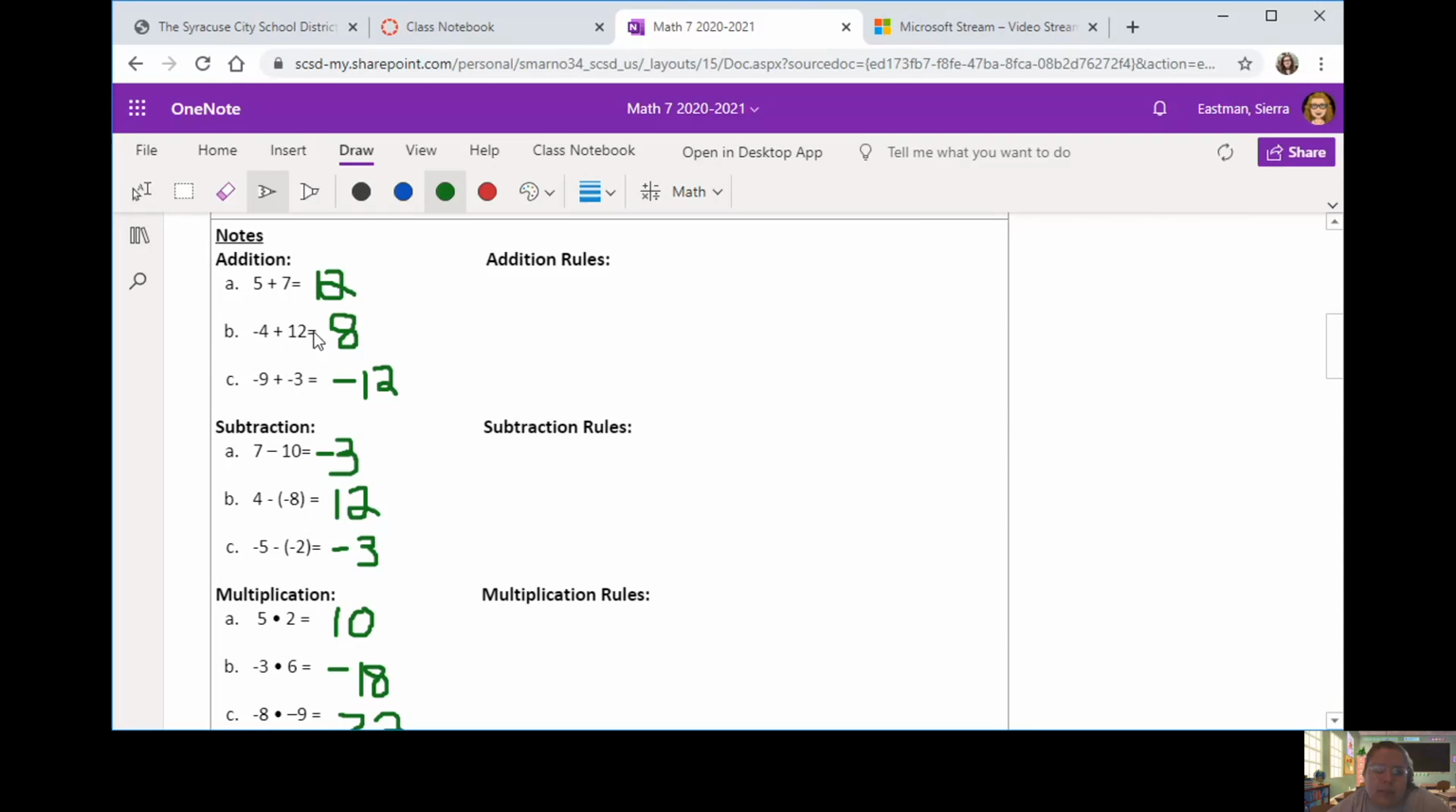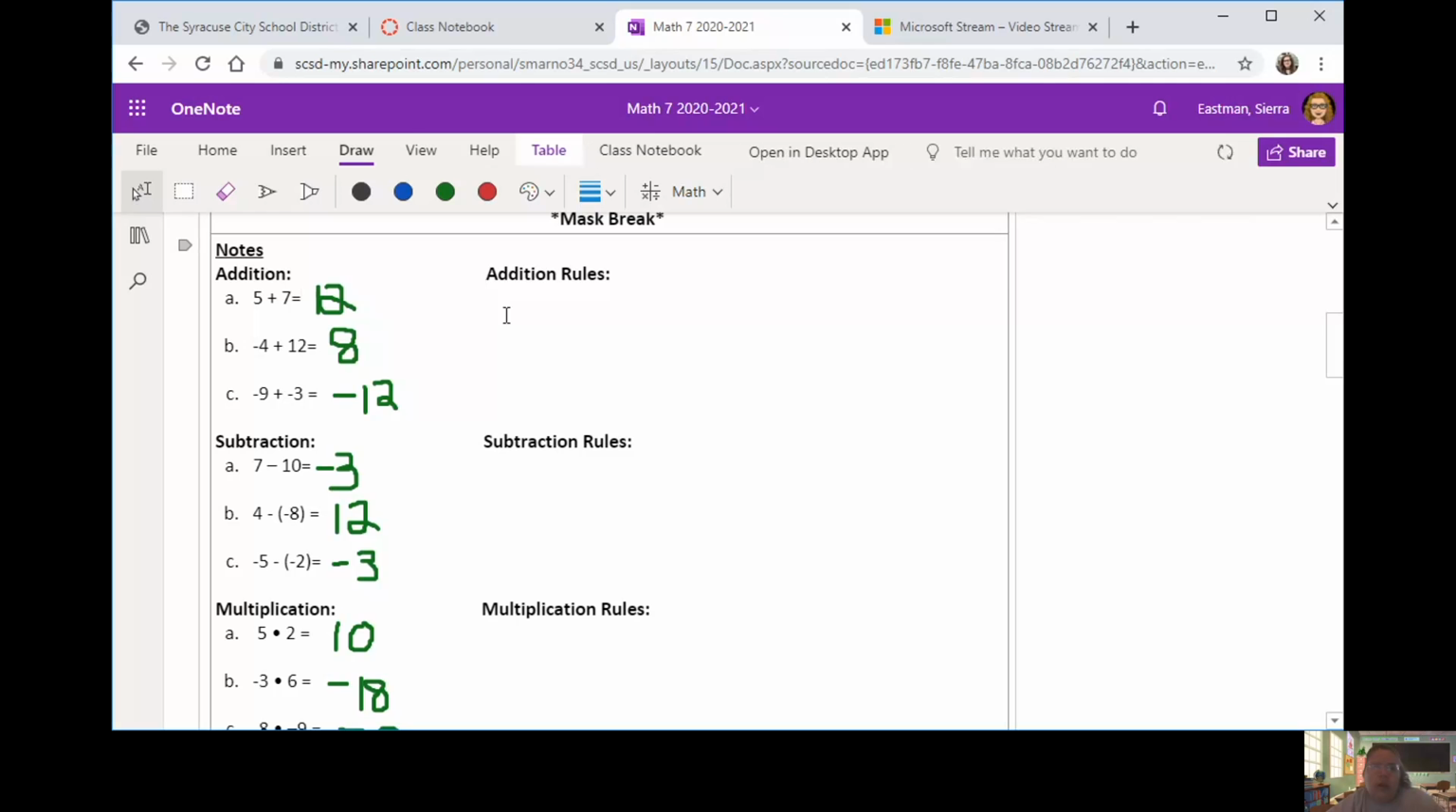But what happens in B here? I'm adding 1 negative number and 1 positive number. And my answer actually got smaller than one of the values that I had started with. Right? That's because we are thinking about the addition rules that we had. So here we go. I'm going to write some of them down. When we are adding two numbers with the same sign here.